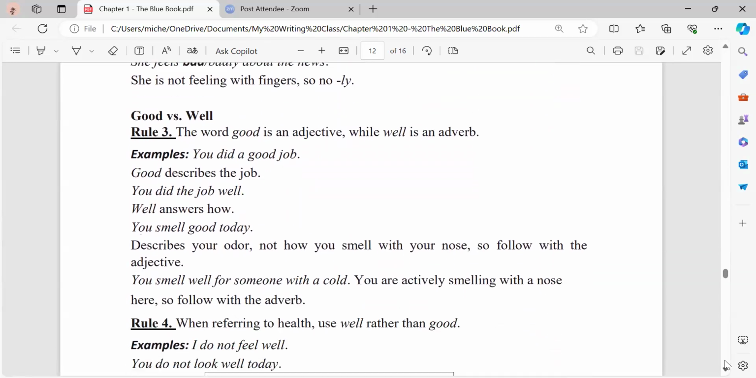And then we have good versus well as well. Technically it's the same subject right here about the adverb and adjective. So we have rule number three. The word good is an adjective while well is an adverb. So we need to know the difference.